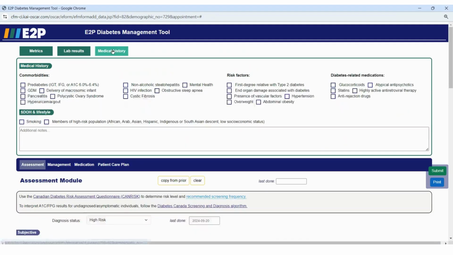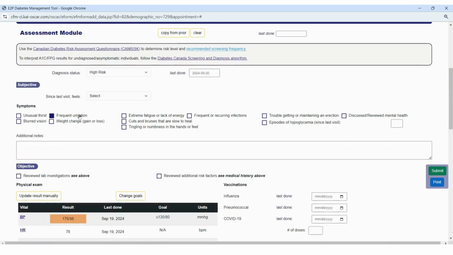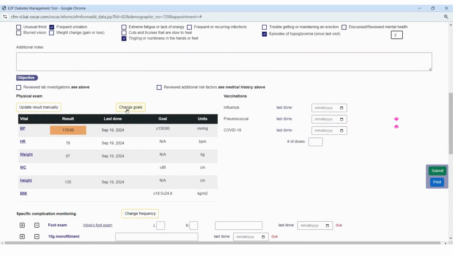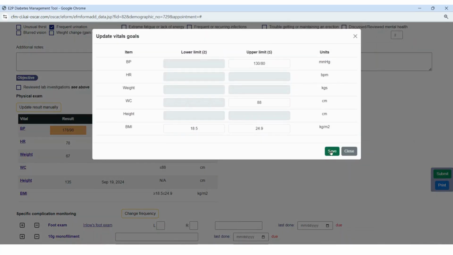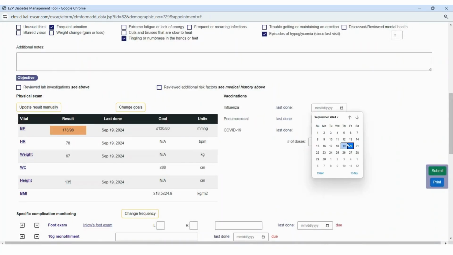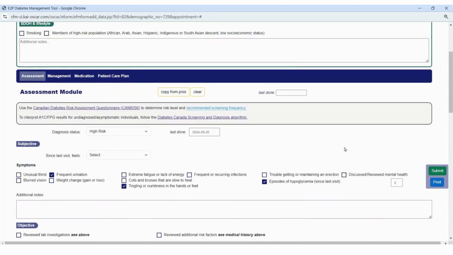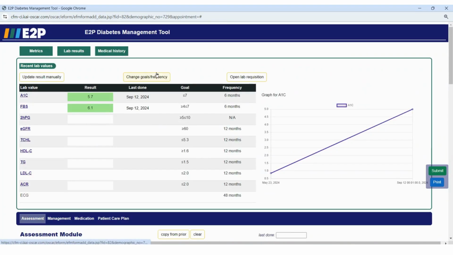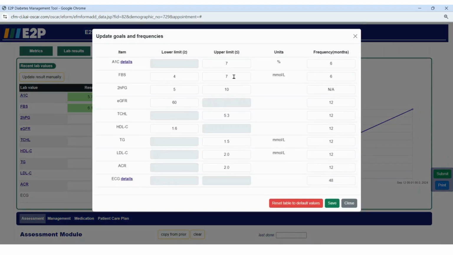Clinicians can quickly document information on the patient's labs, risk factors, symptoms, and immunizations with a few easy clicks. Another key feature is the ability to adjust the goals for weight, blood pressure, and the frequency of laboratory values to tailor the measurements to the specific needs or targets of each patient.